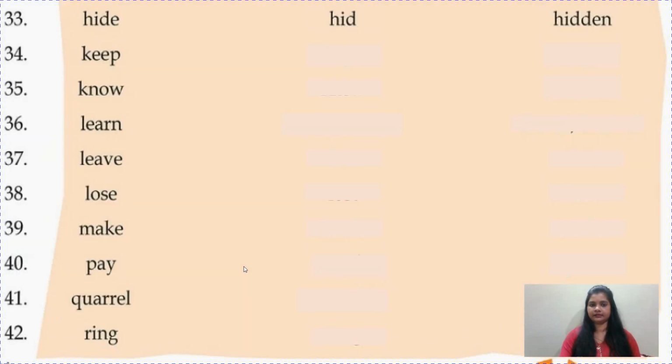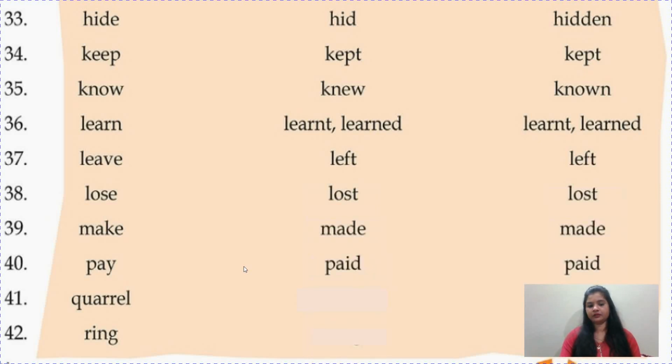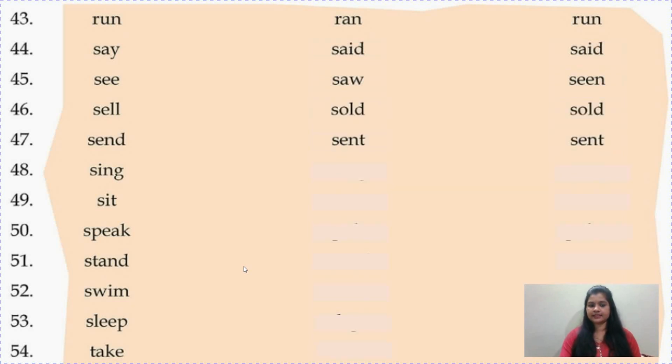Hide, hid, hidden. Keep, kept, kept. Know, knew, known. Learn, learnt or learned. Both are correct, children, learnt and learned. Leave, left, left. Lose, lost, lost. Make, made, made. Pay, paid, paid. Quarrel, quarreled, quarrelled. Ring, rang, rung. Run, ran, run. Say, said, said. See, saw, seen. Sell, sold, sold. Send, sent, sent.